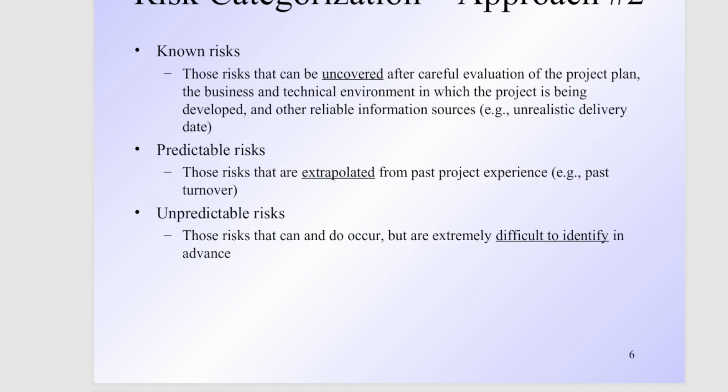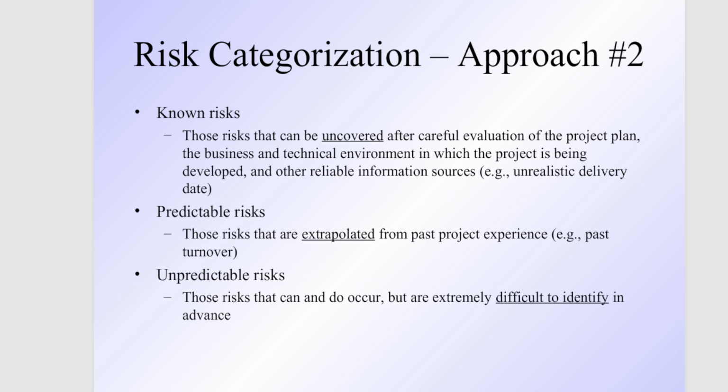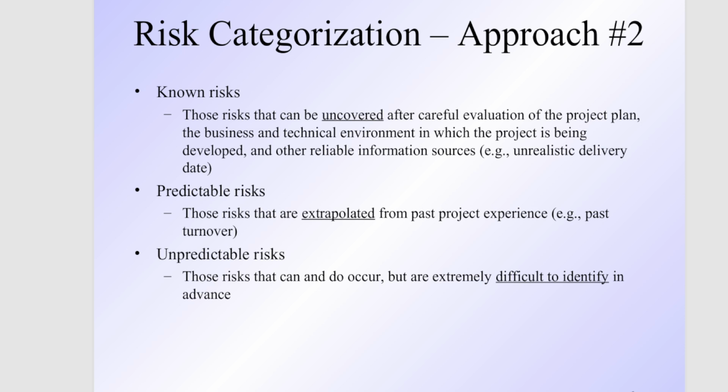Now, there are some more categorizations based on approach too. The risk can be a known risk, a predictable risk, or an unpredictable risk. Known risks are those risks that can be uncovered after careful evaluation of the project plan, the business and technical environment in which the project is being developed, and other reliable information, for example an unrealistic delivery date.